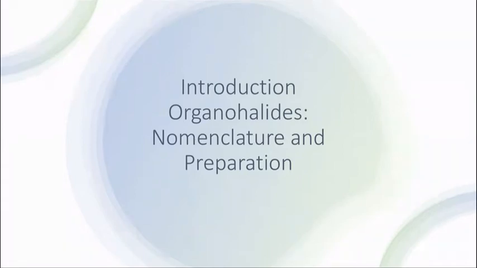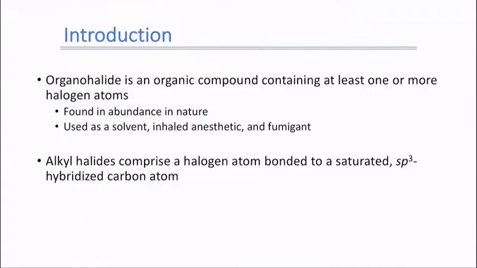In this video, we'll learn about organohalides and how to name them and prepare them. When we first look at organohalides, those are organic compounds that contain at least one or more halogen atoms. So they're found in abundance in nature. And in the organic labs, we usually use them as solvents, as an inhaled anesthetic, and to fumigate.